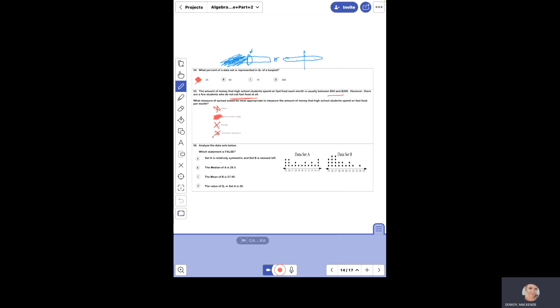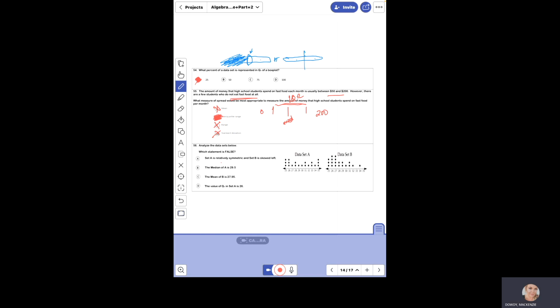Our best bet is our interquartile range. So we would have our minimum of 0, our max of 200. We would find our median. You guys don't have to draw this. I'm just trying to explain it visually. Then you would take Q3 minus Q1, and that IQR is the best measure of spread.